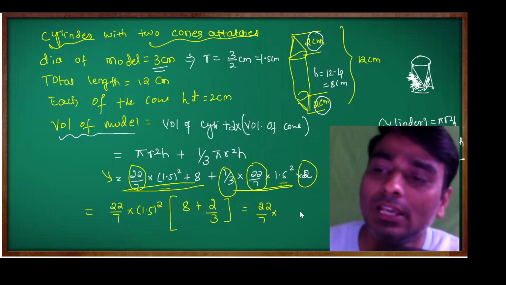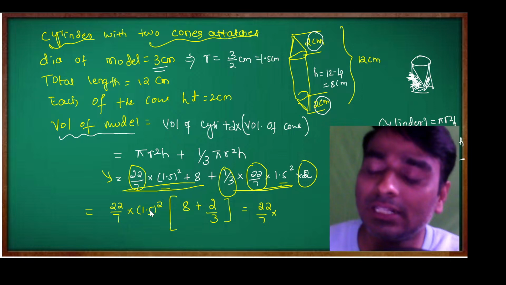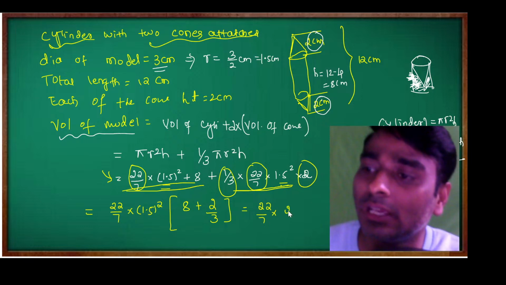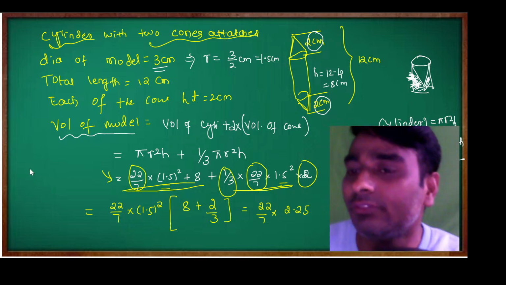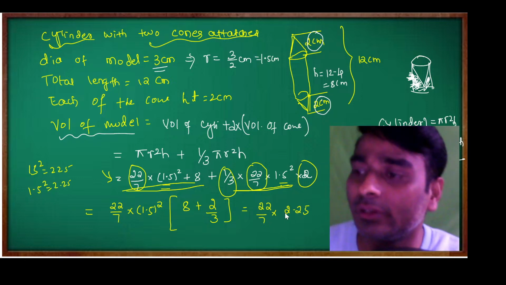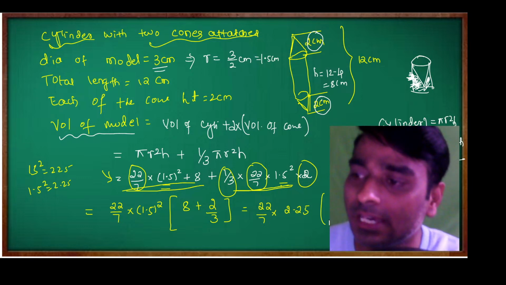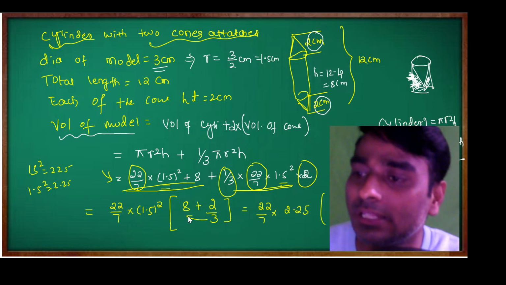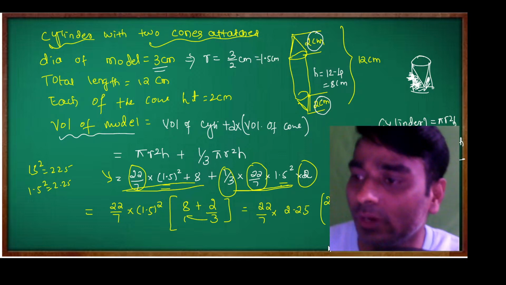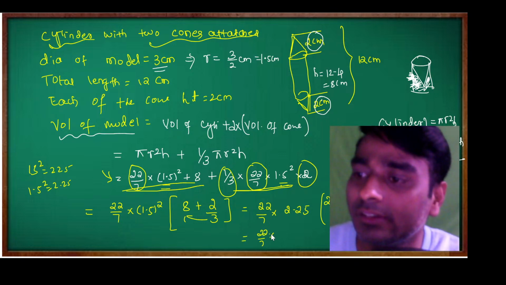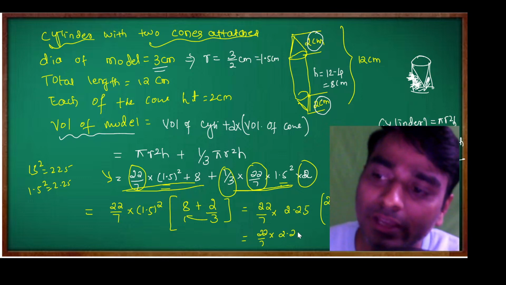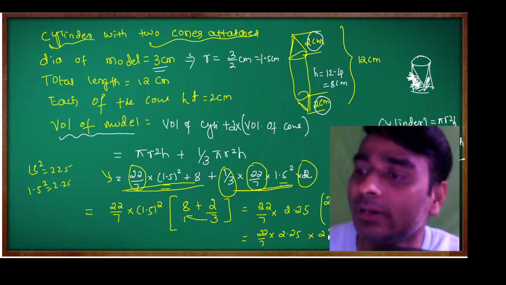22 by 7 into, if you want you can make it a fraction and calculate, or you can write like this only, 2.25. 1.5 square will be what? 2.25. Very simple. Perfect squares will make your work easy. Then here 3 8s are 24 plus 2 divided by 3, which is 26 by 3. So now here you will have 22 by 7 into 2.25 into 26 by 3.